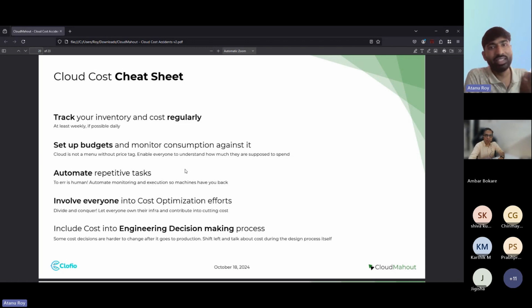With that, I'll quickly repeat one more time. This is your cheat sheet from our side. Track your inventory and cost regularly, set up budgets, let everybody know how much they are supposed to spend and let them track their spend against it. Automate as much as you can so that machines have your back. Involve everyone, build a collaborative FinOps culture within your organization so that everybody can collaborate and avoid cost accidents. And last but not the least, cost is a super important decision during your design phase. So talk about cost.